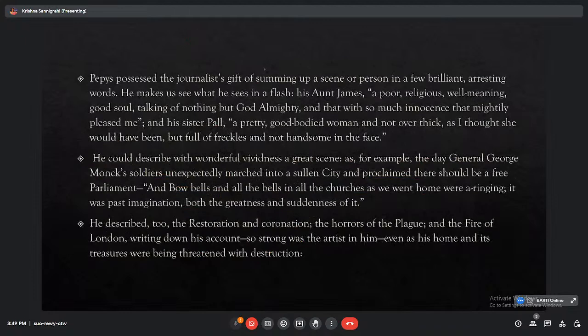So Pepys possessed a journalist's gift of summing up a scene or person in a few brilliant, arresting words. He used to use some brilliant, arresting words. He makes us see what he sees in a flash. His Aunt James, a poor, religious, well meaning, good soul, talking of nothing but God Almighty, and that with so much innocence that mightily pleased me, and his sister Paul, a pretty, good bodied woman, and not over thick, as I thought she would have been, but full of freckles and not handsome in the face. From these descriptions, we can understand how vividly he captures the real moment of that particular incident.